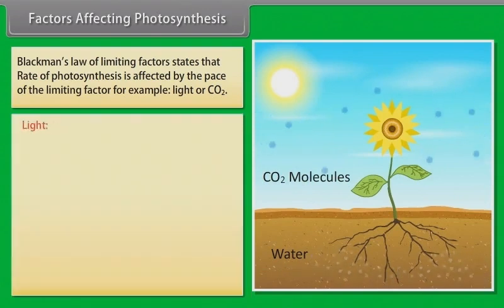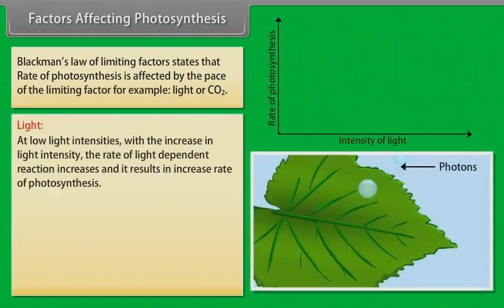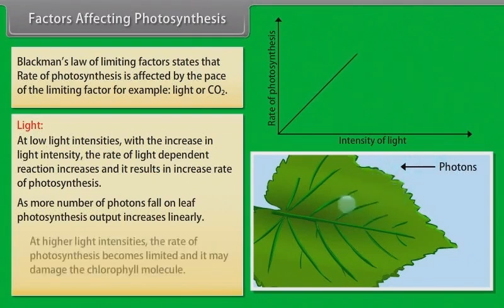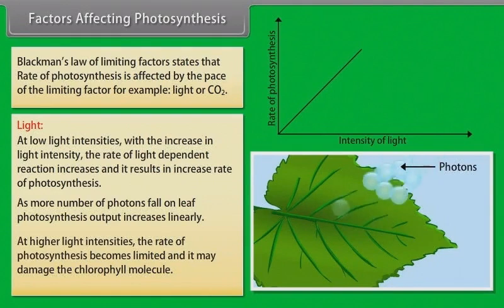Light. At low light intensities, with the increase in light intensity, the rate of the light-dependent reaction increases and it results in an increased rate of photosynthesis. As more photons fall on the leaf, photosynthesis output increases linearly. At higher light intensities, the rate of photosynthesis becomes limited and it may damage the chlorophyll molecule.